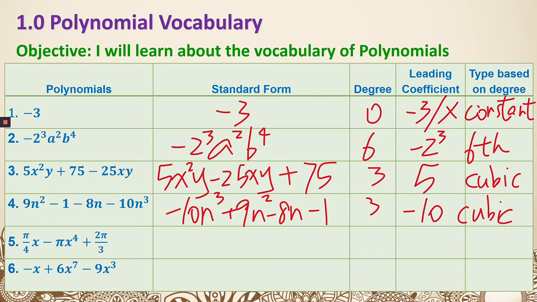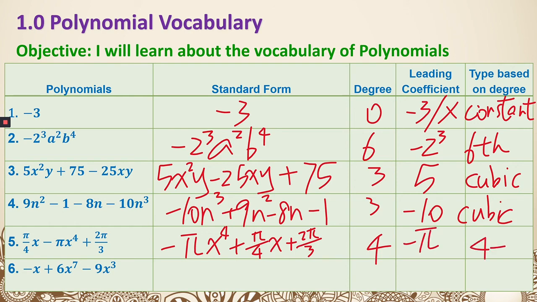Next, we have -pi x to the 4th power, and then the next one is pi over 4 x. We have this 2 pi over 3 on the end. Degree, 4. Leading coefficient, -pi. Since the degree is 4, we will just call it 4th degree polynomial.